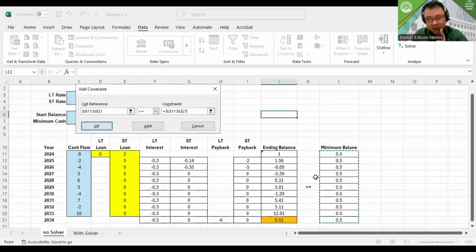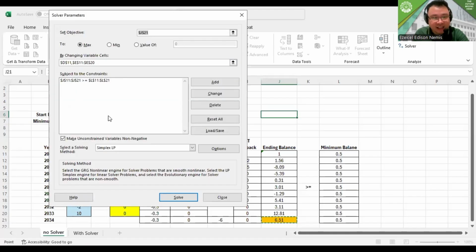All right, so remember to change the maximum. As of now, this is maximum, so let's change it to minimum, min-max. Then click on add. Once we click on add, let's just click cancel. So we can see the constraint here already. Then click this one and choose simplex LP. Once we click it, all we have to do is click solve.